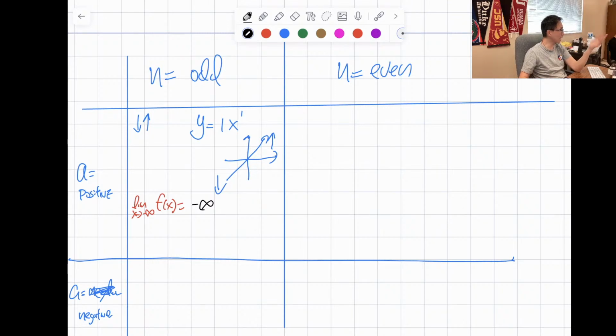Because that means it's going to go down. So this is how you're going to write it. Limit x approaches negative infinity, with x approaching negative infinity on the bottom, f of x is there. It's equal to negative infinity.